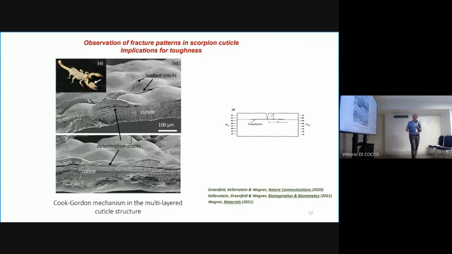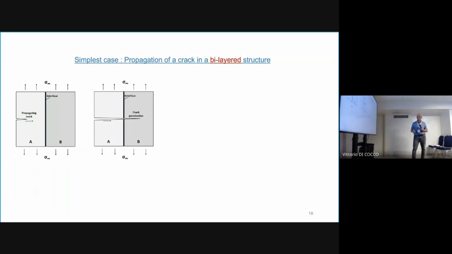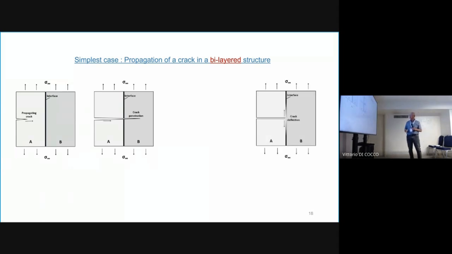And that's called the Cook-Gordon mechanism, which is well known in the literature on composites. The simplest case, as I said before, is a bilayer structure. It goes like this. You have a propagating crack in the first layer. There is an interface, and now everything depends on the interface. If the interface is strong, it goes through. Doesn't care about the crack, doesn't care about the interface.